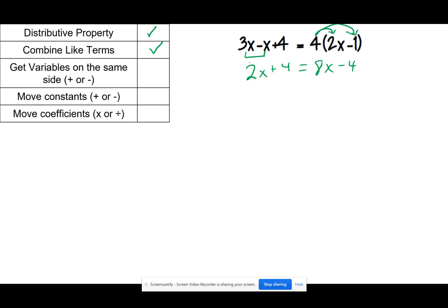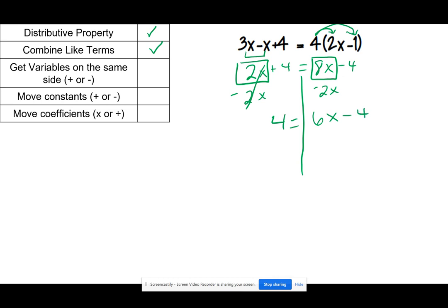So now we need to get our variables together. So I have 2x on this side, I have 8x on this side, draw my line down the middle, and I'm going to decide to move the 2x. So since it's positive, I want to subtract 2x from both sides. All right, 2x minus 2x is 0. So I have 4 equals 8 minus 2 is 6x minus 4. Okay, so my variable is now on one side.